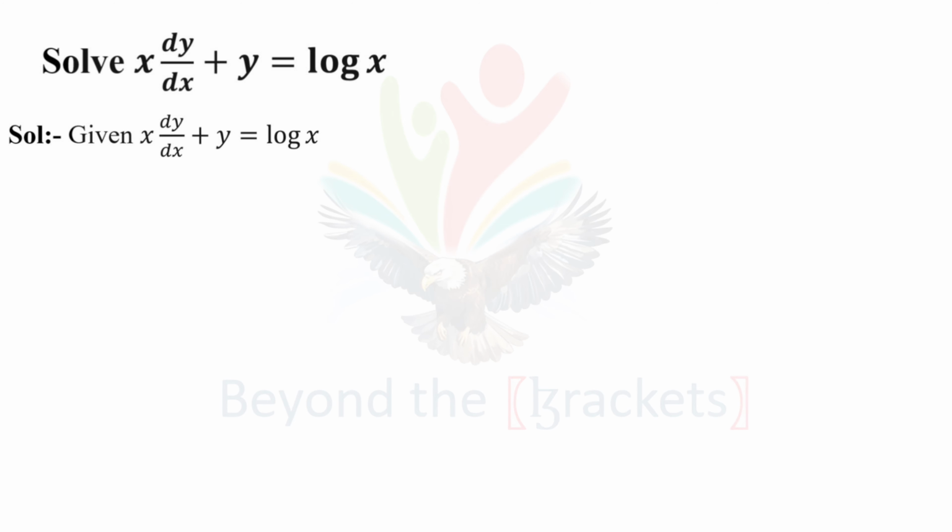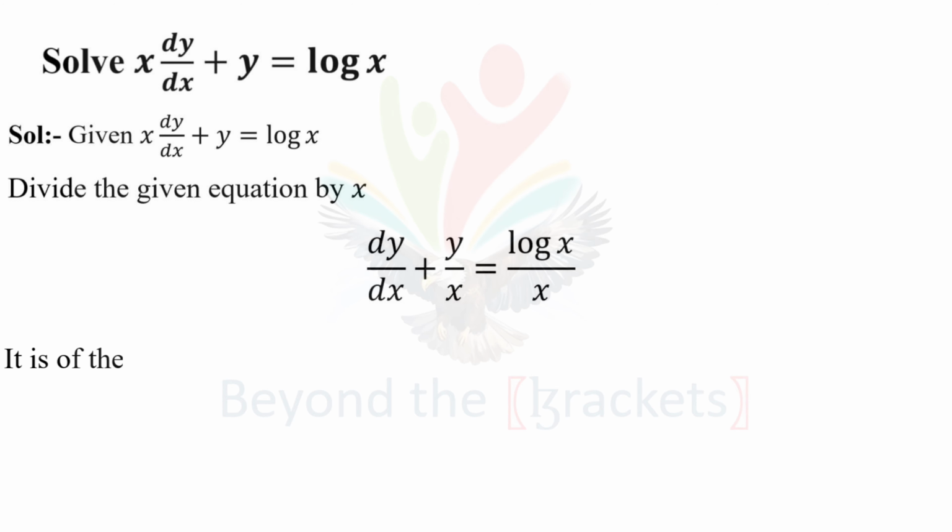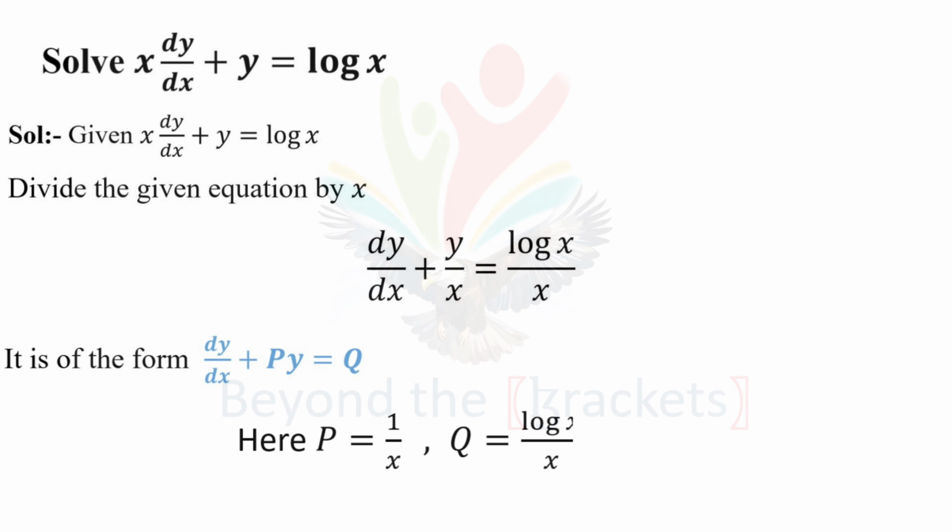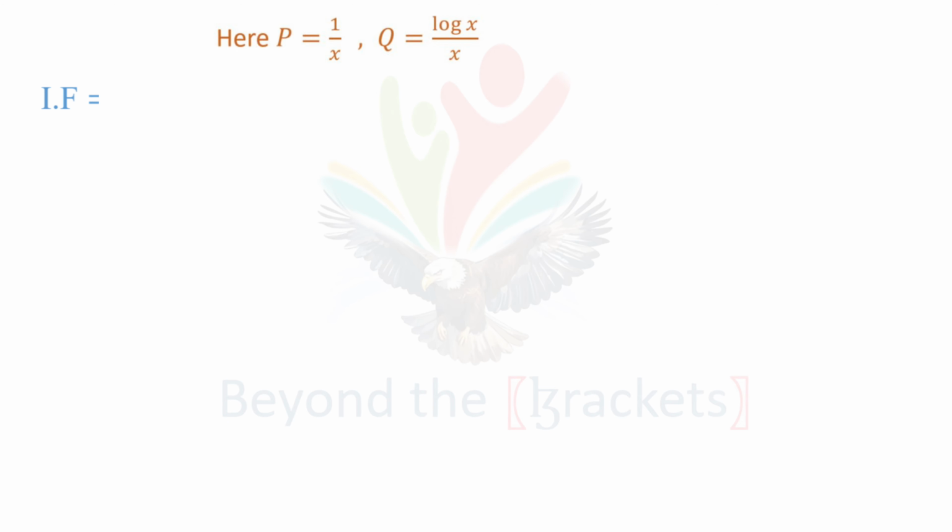To bring the equation to the standard linear form, we don't want any coefficient with dy by dx, so we divide the whole equation by x. Now the equation is of the form dy by dx plus py is equal to q, where p is the coefficient of y, that is 1 by x, and q is the right hand side, which is log x by x. So the integrating factor is given by e power integration of p dx, where p is 1 by x, whose integration will be log x, which simplifies to x. So the integrating factor is x.